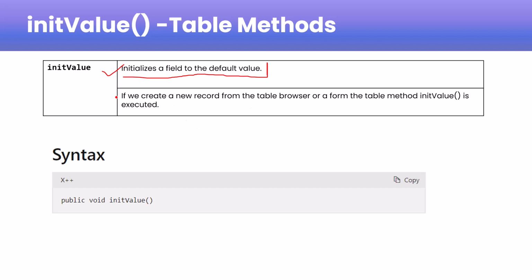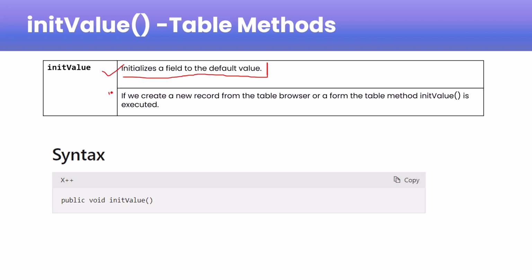Default value means when we create a table and after that open it in the browser, at that time if you want to initialize the value of a particular field, then you can use this initValue method. Suppose in your table you have 3 or 4 fields, and if you want to initialize all the fields, then you can use this particular initValue method.